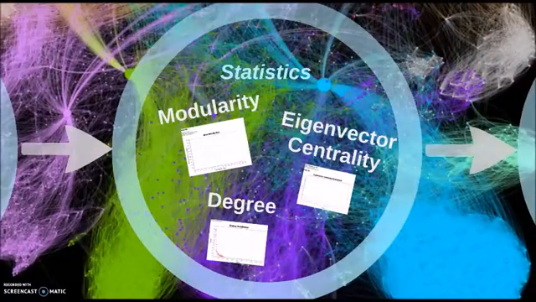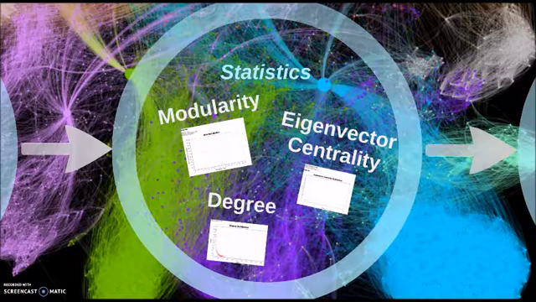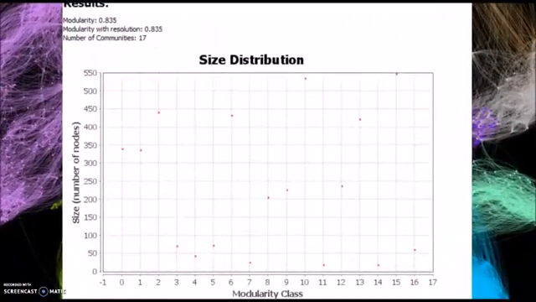To actually start to make sense of this network, we were running a couple of statistics. We started off with a modularity report, which basically tells us how many communities, how many clusters are in this network. Thereby, we identified 17 different communities.